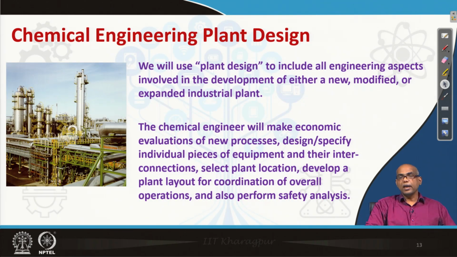We will use plant design to include all engineering aspects involved in the development of either a new, modified or expanded industrial plant. So, the chemical engineer will make economic evaluation of new processes, design or specify individual pieces of equipment and their interconnections, select plant location, develop a plant layout for coordination of overall operations and also perform safety analysis.